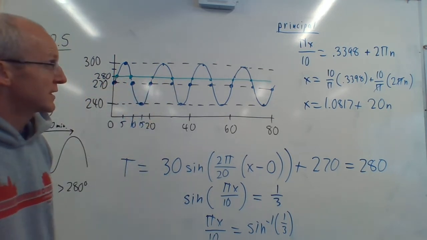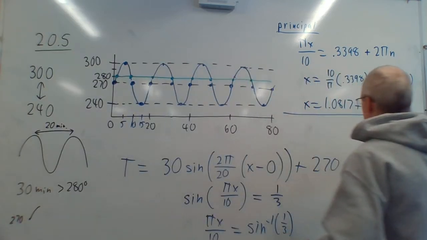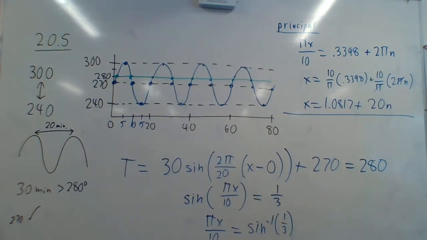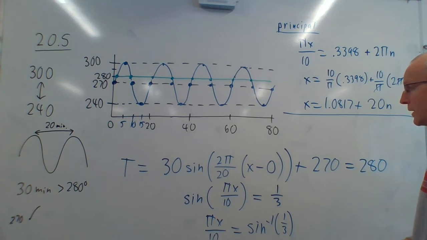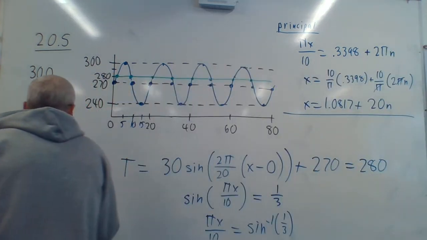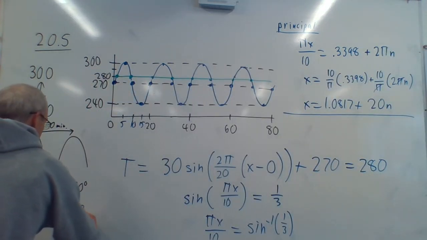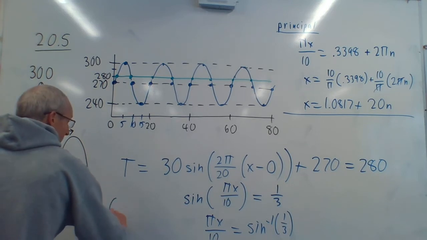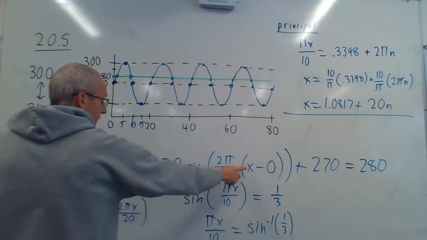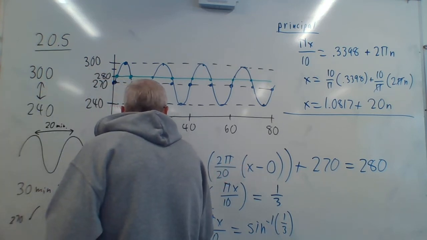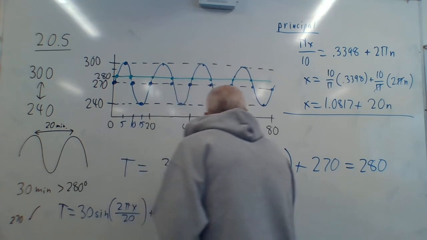Now we got to get the symmetry solution, okay? So this is that solution. Now we got to get the symmetry solution. So we do the same thing, except now instead of this, it's pi minus that, okay? So let's see, I wrote this really big here. I'm going to copy it down over here small. So we have that the temperature is 30 sine of 2 pi x over 20, because we have 0 there, so let's write the x there, plus 270.